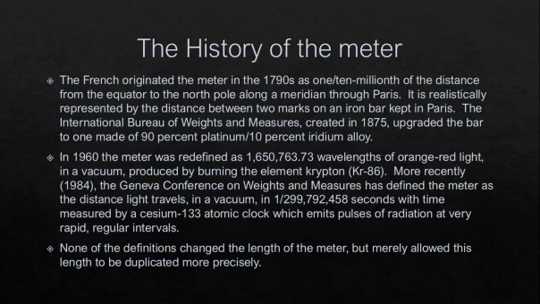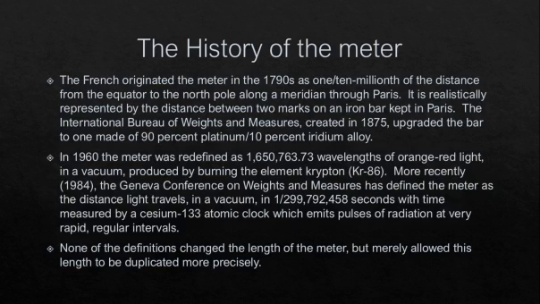So in the 60s, the meter was redefined as 1,650,763.73 wavelengths of an orange-red light in a vacuum. That was produced by burning the element krypton. So the reason, well, that's very complicated.